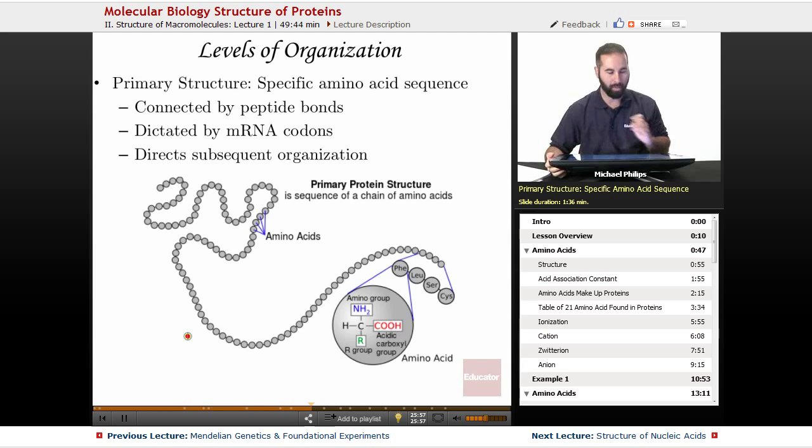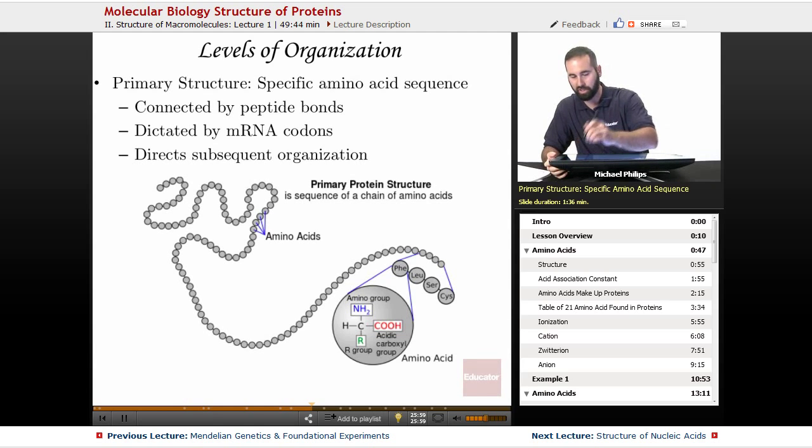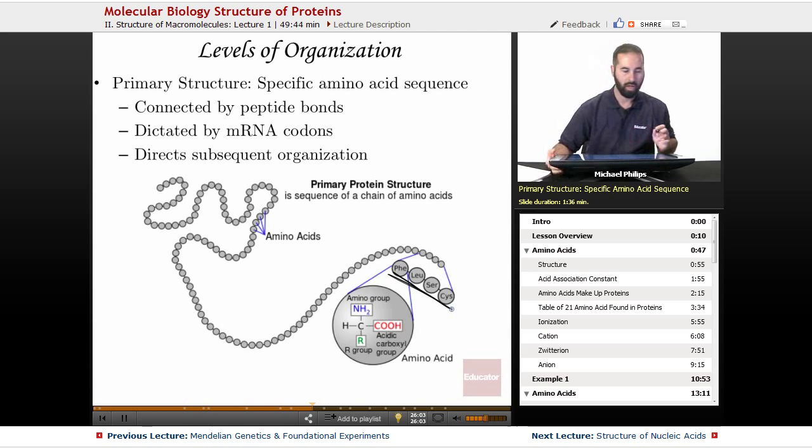So a little more in depth, our primary structure. That's our specific amino acid sequence. We're looking back here again. Now it's connected by our peptide bonds, or our amide bonds, and this is dictated by our mRNA codons.